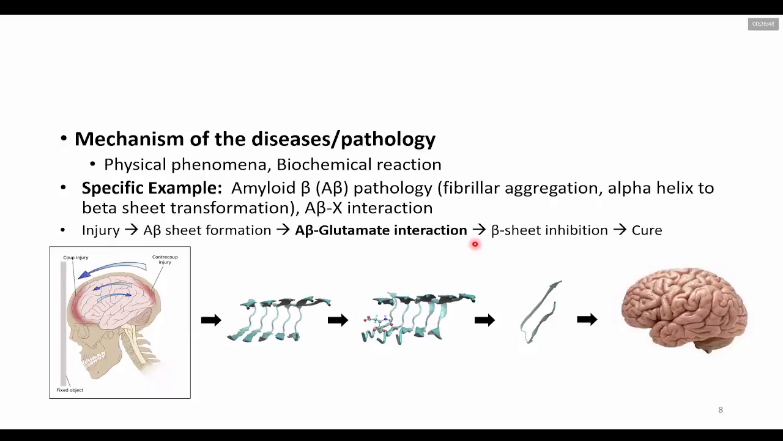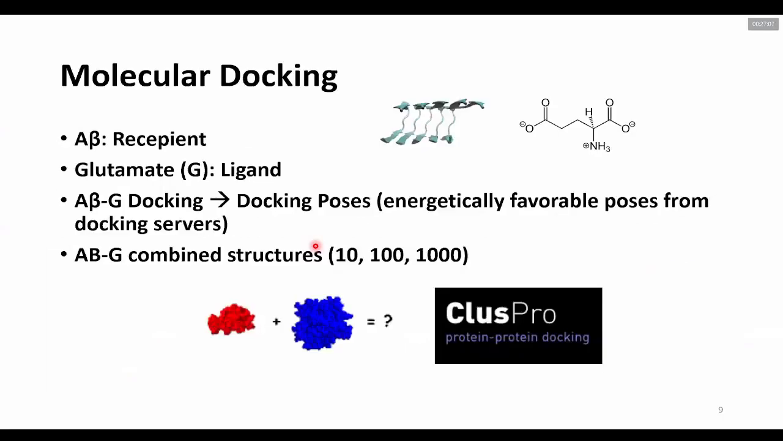You don't know yet what will happen if these two interact. So that's why you have to simulate. Let's say you have several computational tools at your disposal to simulate the interaction between amyloid beta and glutamate. The first step to see this interaction is molecular docking. Why molecular docking? First of all, it's very small. You are in nanoscale, and these two are proteins, so you can actually use protein-protein interaction.